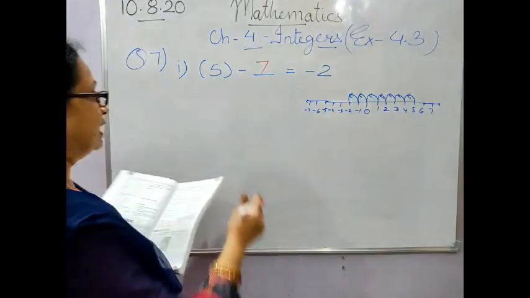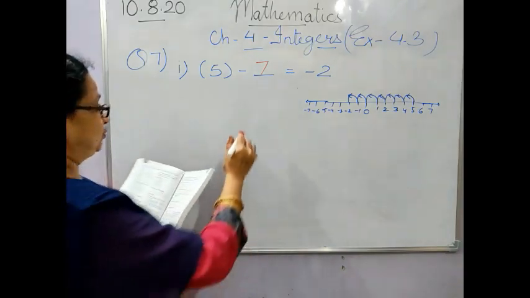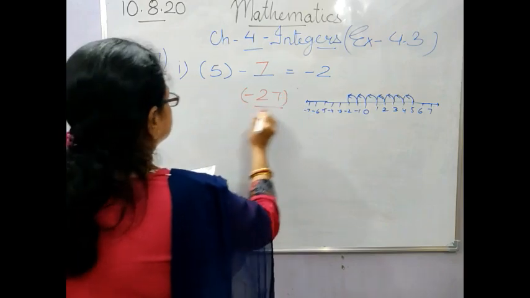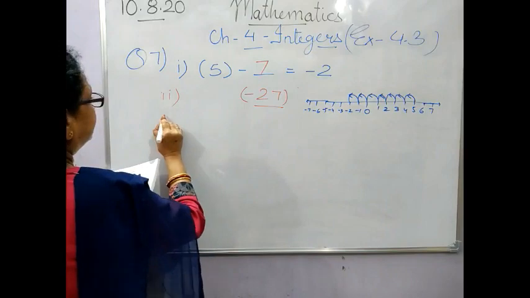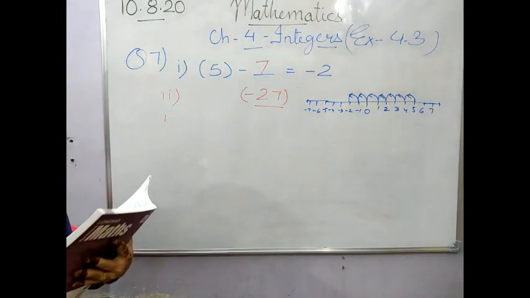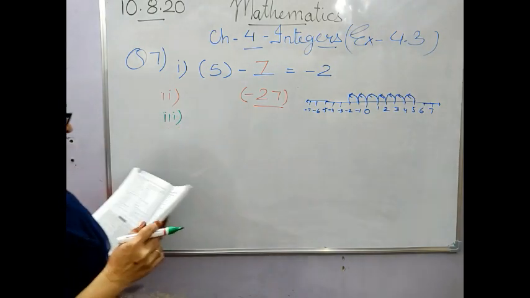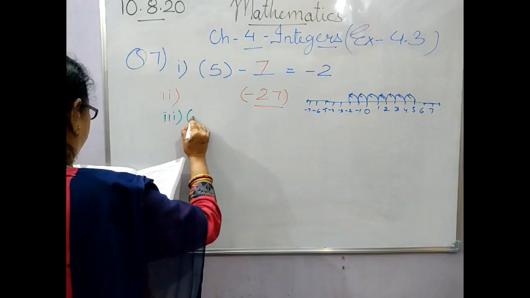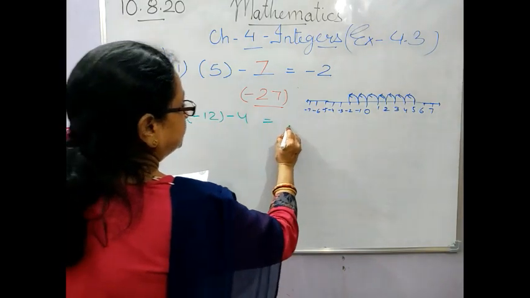Assume it. I will be writing only the answer, that is the blank one. It will be minus 27. This is the answer for the second one. Then the third one. Third one, you can easily see minus 12, minus 4 is equal to dash.